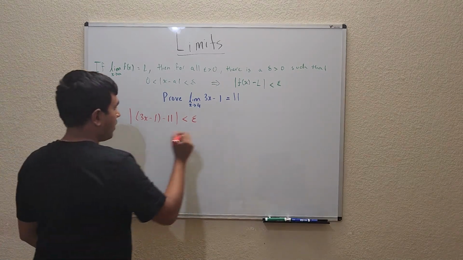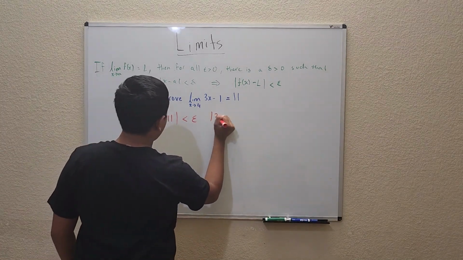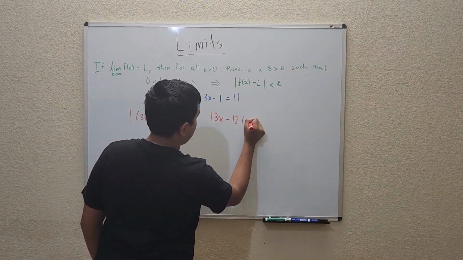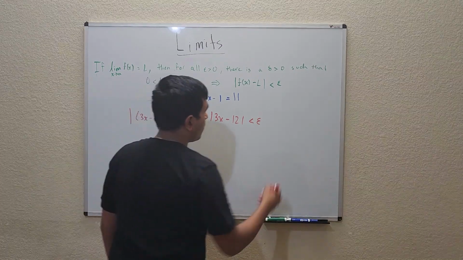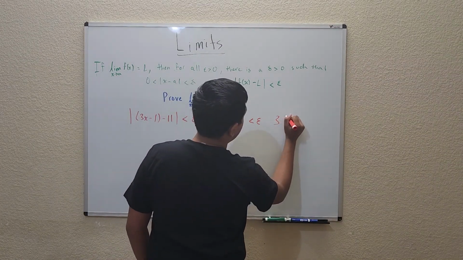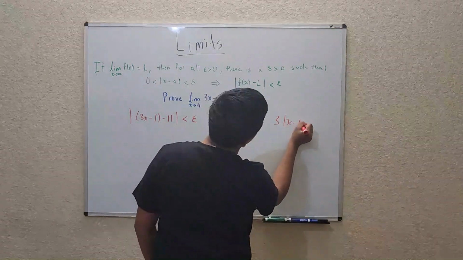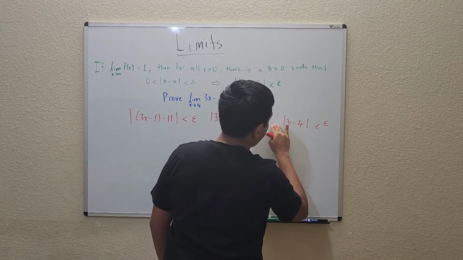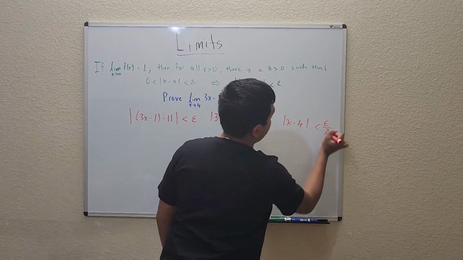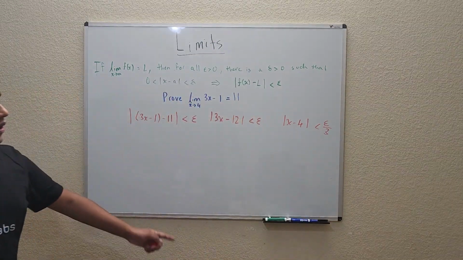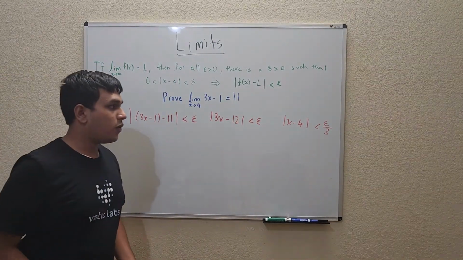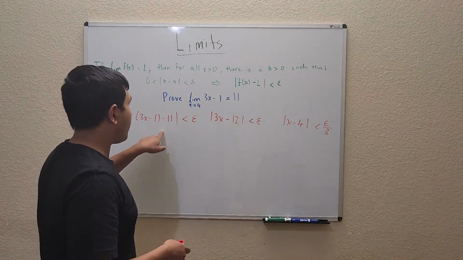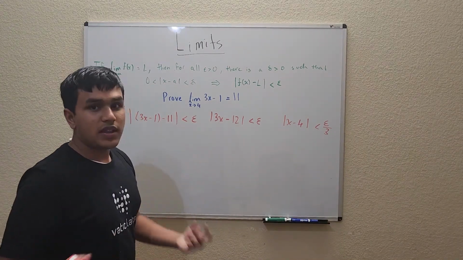Here's what I mean, okay? So now this means that you have 3x minus 12 less than epsilon, or this means that you have 3 times the absolute value of x minus 4 is less than epsilon, or the absolute value of x minus 4 is less than epsilon over 3. So now, we know that the absolute value of x minus 4 is going to be less than epsilon over 3 if this is true. So what does that mean?